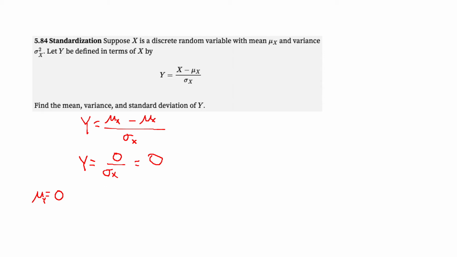Now, to figure out what happens to the standard deviation of Y, we're going to sub in a value that's one standard deviation above our mean for X, and that's going to give us a value for Y that's one standard deviation above its mean, which we now know. Okay, so if we do that, we're going to sub in this value, the mean plus one standard deviation.